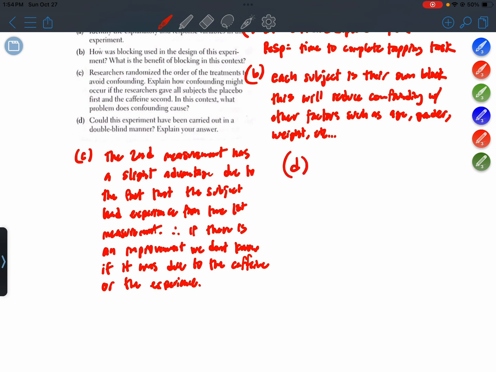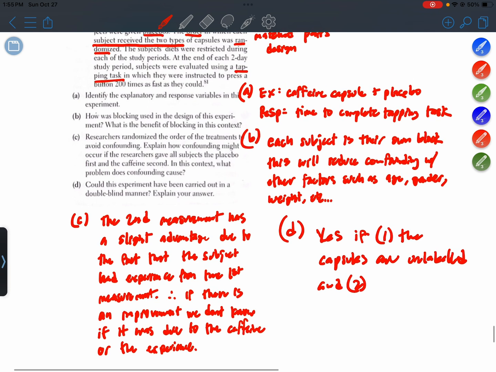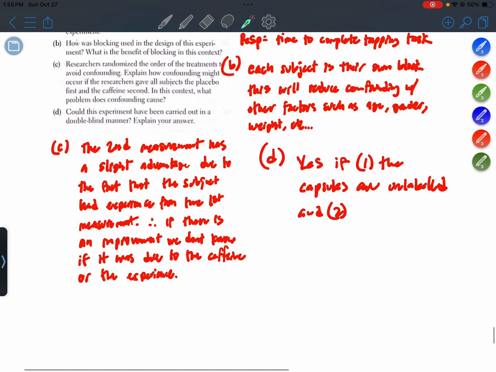All right, could this experiment have been carried out in a double-blind manner? Explain your answer. Okay, so yes, if one, the capsules are unlabeled, so now the subjects don't know which treatment they're receiving, and two, if the person who is evaluating the tapping task doesn't know which treatments the subjects received.